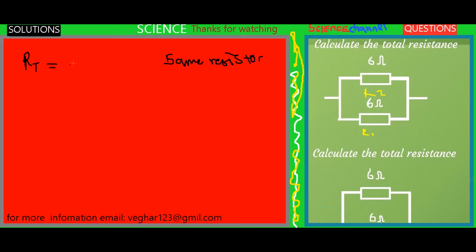You can have something like this: the resistor and the number of resistors. So you can say 6 divided by how many there are? 2, and that means it's what? It is 3 ohms. Let's prove it using the other equation.